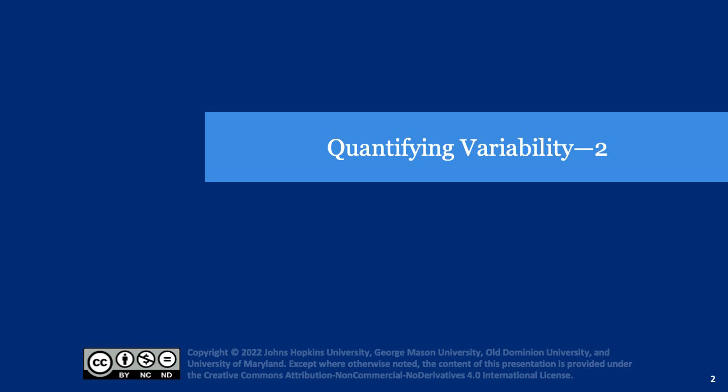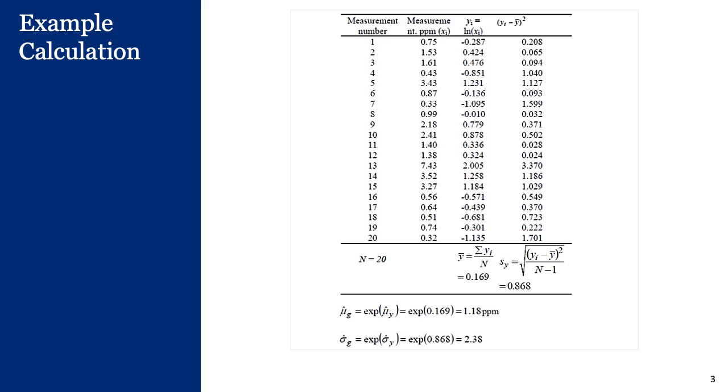So now let's continue with our discussion of quantifying variability. And we'll start with an example calculation. It is somewhat of an artificial calculation because we will have a fairly large number of measurements, in this case, n equal to 20 measurements. And the measurement number is in the first column.